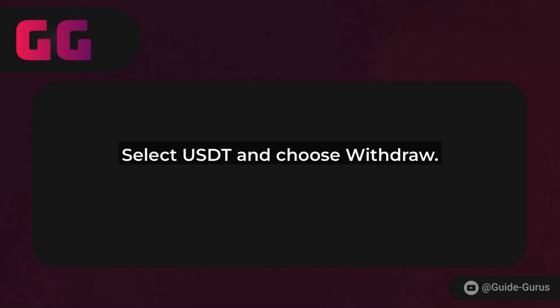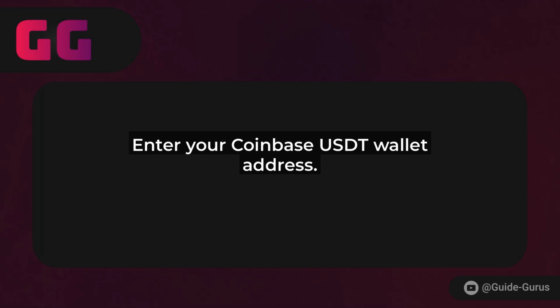Next, click on USDT and select the Withdraw option. This will open a form where you need to enter the withdrawal details. The most crucial part is entering your Coinbase wallet address for USDT. Remember, USDT is typically on the Ethereum network or Tron, so double-check which network your Coinbase wallet uses to avoid any errors. In 2025, make sure to select the correct blockchain. Ethereum is common, but confirm in advance.